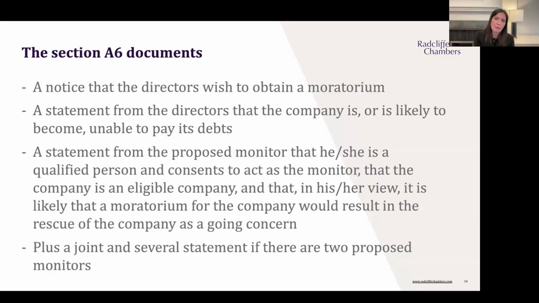Then, crucially, you need a statement from the proposed monitor that he or she is a qualified person and consents to act, and then the critical point that they are eligible and it is likely that a moratorium for the company will result in the rescue of the company as a going concern, and the usual joint and several statement. In the case of two or more monitors, I have only seen two, and I have seen one. I haven't seen three, but I don't know any reason that wouldn't be possible.